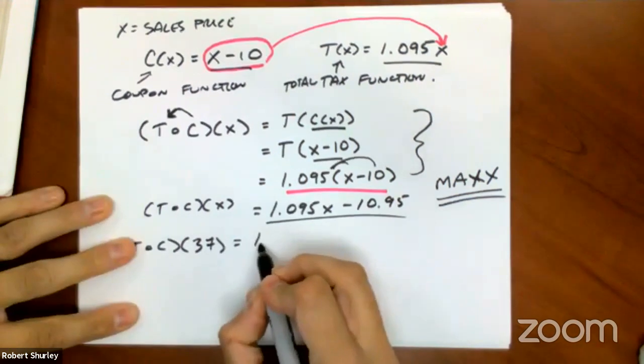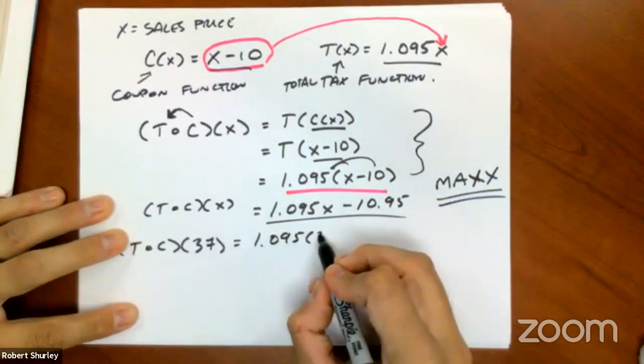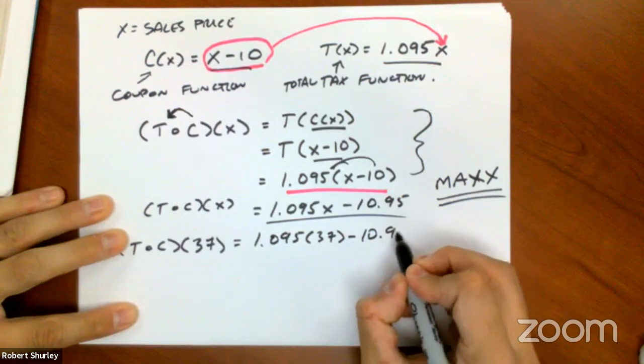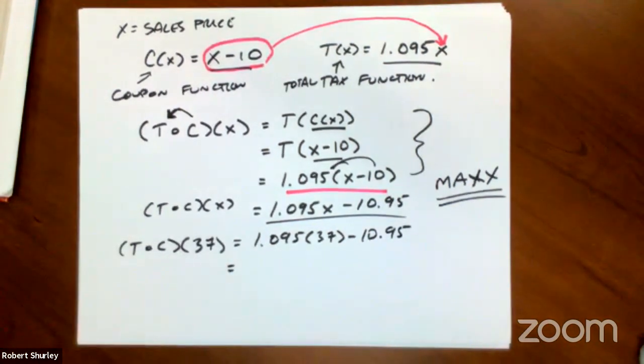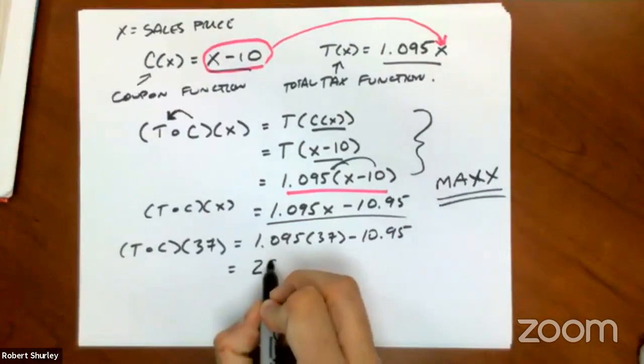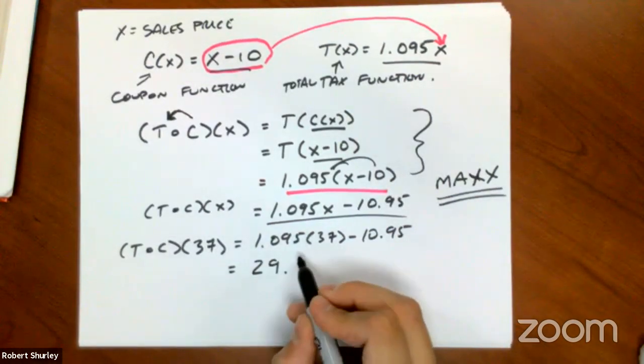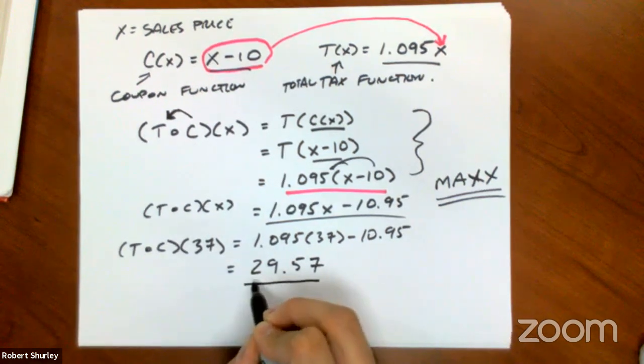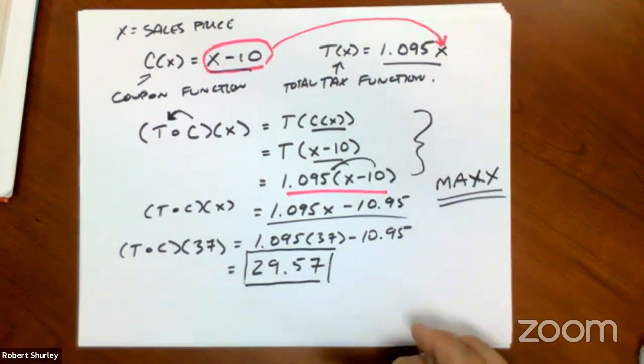So you get 1.095 times 37 minus 10.95. I'm going to take my calculator out and clear this up. So I've got 1.095 times 37 minus 10.95. I get 29, and I'm going to round it to the penny: 29.57. So that's the amount I wind up paying.